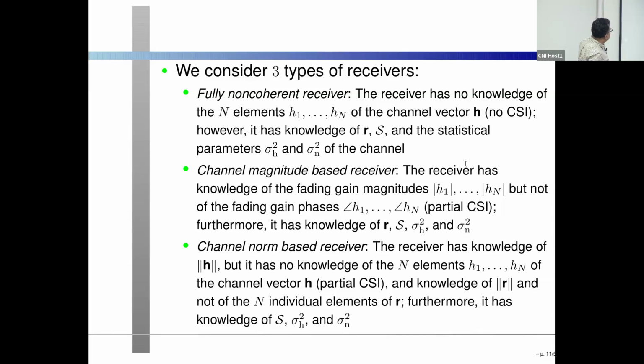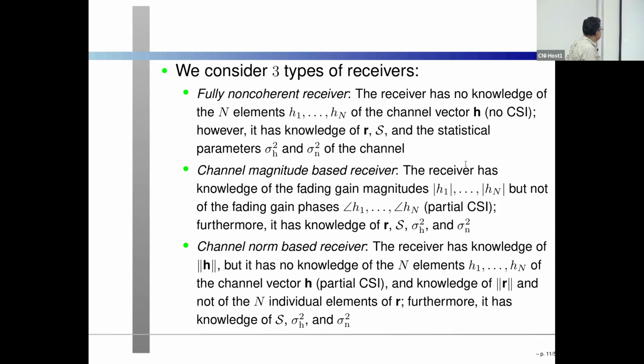Okay. The next one is the channel magnitude based receiver. It has knowledge of the fading gain magnitudes, mod of h1 to mod of hn, but not of the fading gain phases, angle h1 to angle hn. So it's partial channel state information, and it has knowledge of course of the R, S, and sigma h squared and sigma n squared. And finally, we consider the channel norm based receiver.